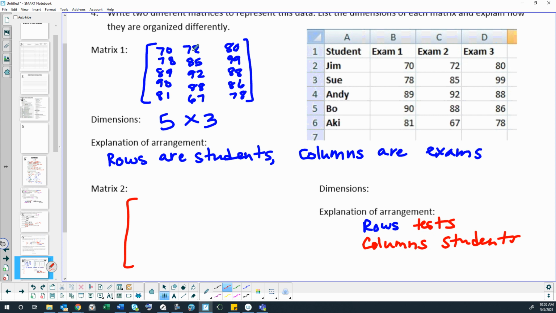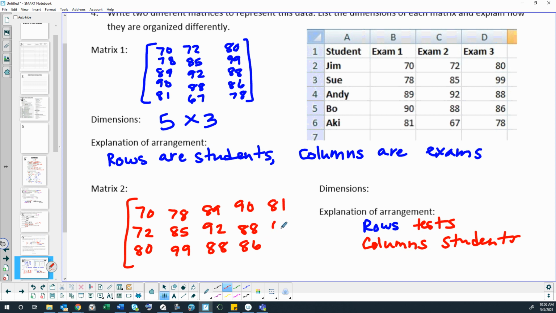So instead of 70, 72, 80 going across the top, I'm going to put them downward. And then instead of 78, 85, 99 across, I'm going to go downward. And then this next one can go downward. And then the next one, 90, 88, 86. And then the next one, 81, 67, 78. So I've made my rows the tests and my columns the students.